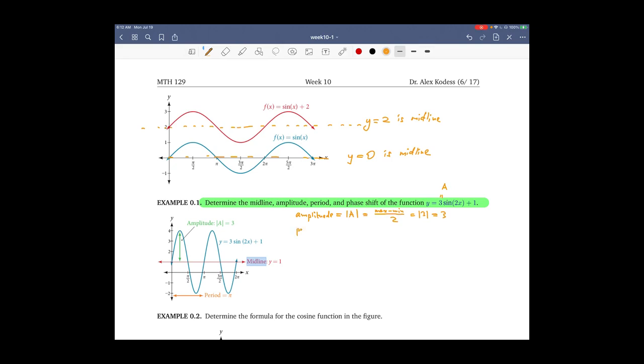The period we know is 2 pi divided by absolute value of B. And B in our situation is 2. So the period will be 2 pi over absolute value of 2, which is just pi. Our function is compressed from sine x horizontally by a factor of 2. So it's sped up relative to the standard sine x. Midline.